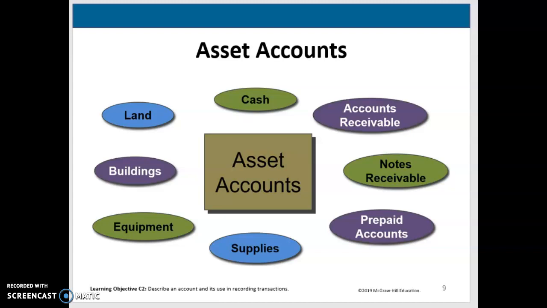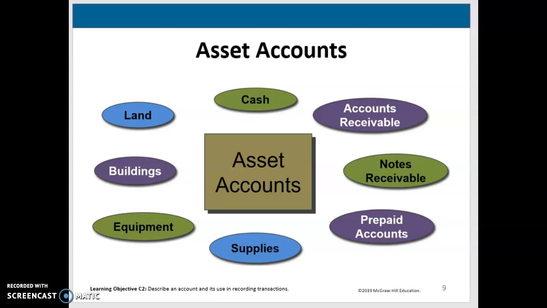We have equipment listed here. Equipment, buildings, and land. Those are all things that the business owns. You can have land that has a building on it. We're still going to account for them separately. And then we have equipment listed also. Those are the things that you need to run your business.